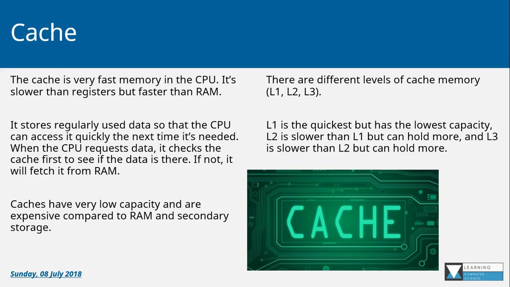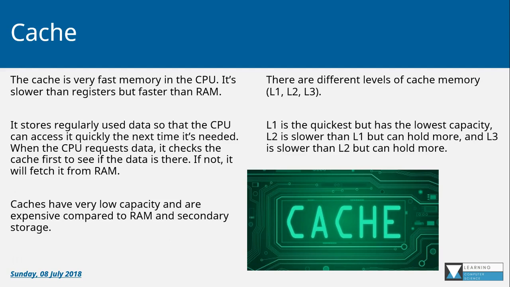Now, CPU cache has different levels. So we've got, as you can see here, L1, L2 and L3. Now L1 is the fastest type of cache memory, however it's got the smallest capacity, so it can't hold that much. L2 is a bit slower than L1, but it can hold a bit more, and L3 is a little bit slower than L2, but again can hold a little bit more.